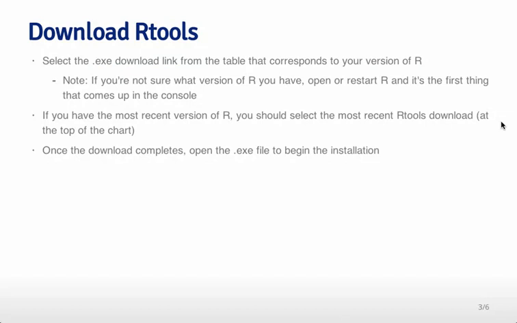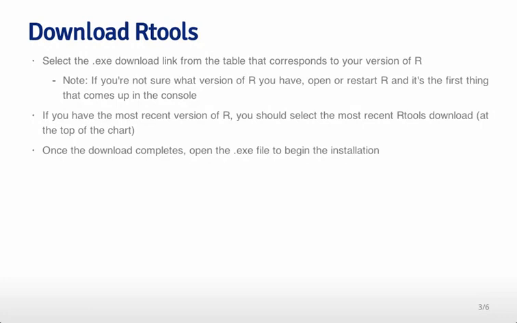If you're not sure what version of R you have, open or restart R, and you'll see at the very beginning there'll be some text listed out, and one of the things that they list in that text is the version of R. If you have the most recent version of R, you should select the most recent Rtools download. It's at the very top of the chart. And so if you just installed R for this course, then you will also need the latest version of Rtools.